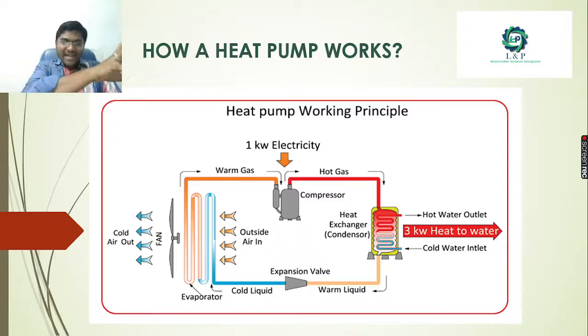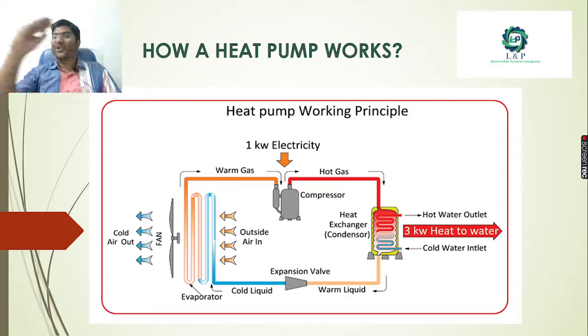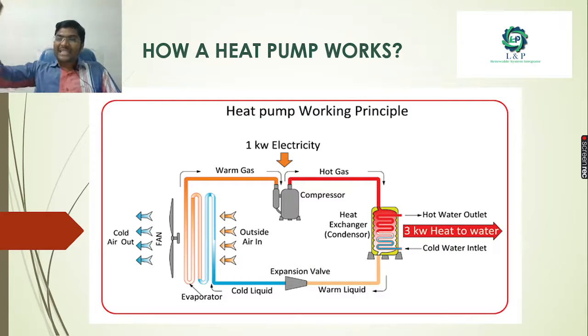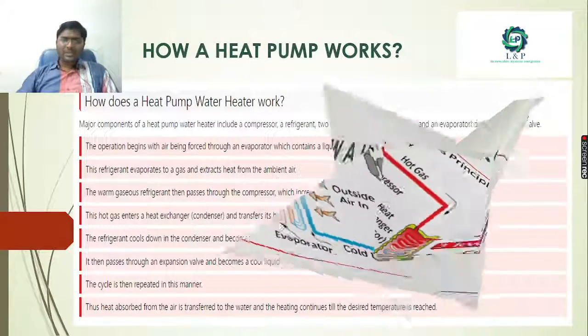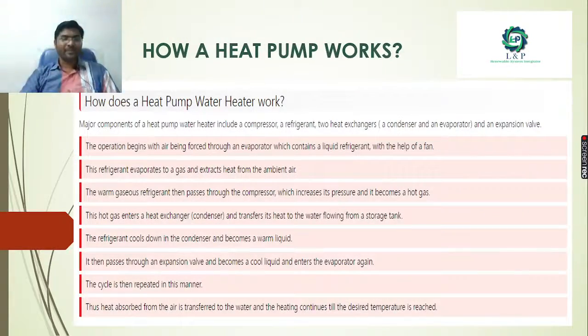We are taking the warm air, converting the refrigerant into a warm gas, and with the help of the compressor, converting the warm gas into a hot gas. With the help of the condenser, we do a heat exchange process and convert the hot gas into a warm liquid. With the help of the expansion valve, we convert the warm liquid into a cold liquid, that is, it gets back to its original form, the refrigerant. So this is how a heat pump works. As we told earlier, these are the steps of how it works.